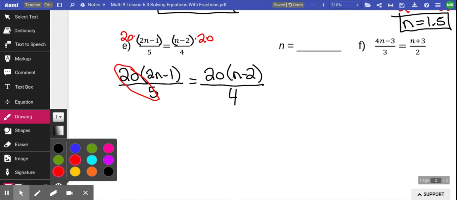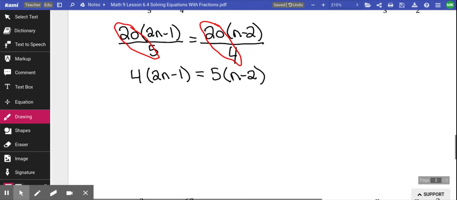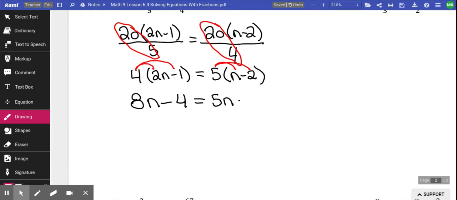And then I can focus on my fractions and get rid of them. On the left-hand side, 20 divided by 5 would be 4. And then I would still have 2n minus 1 in those brackets. On the right-hand side, 20 divided by 4 is 5. And I still have n minus 2 on the right-hand side. Wonderful. At that point, I have a basic question where the fractions are all gone, so I need to multiply into my brackets. When I do that, on the left-hand side, 4 times 2 is going to be 8n, and then 4 times negative 1 becomes negative 4. On the right-hand side, 5 times n becomes 5n, 5 times negative 2 becomes negative 10.